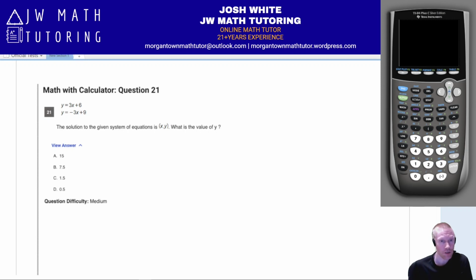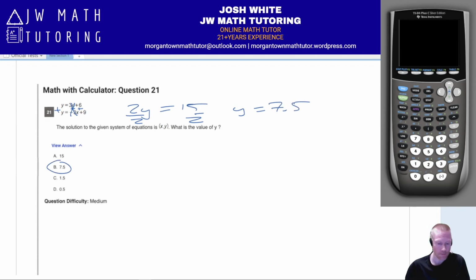So the point is, you can just add these two things together as they're written. You don't have to have the x and the y values on the same side of the equal sign. So if we add the left side, we get 2y. We add the right side, the x's cancel out, and then we get 6 plus 9, which is 15. Divide by 2, y equals 7.5. So the correct answer is going to be letter B.